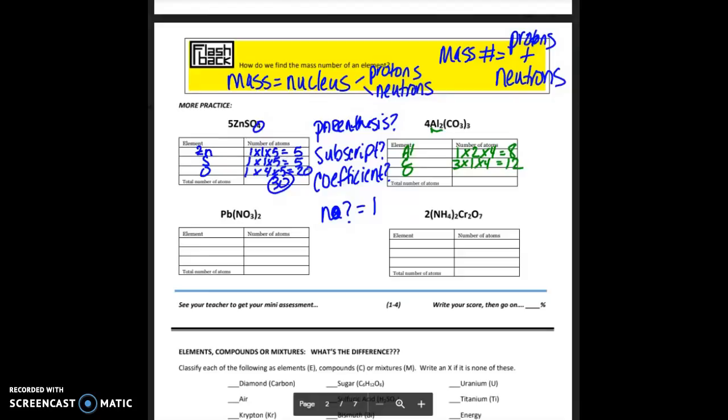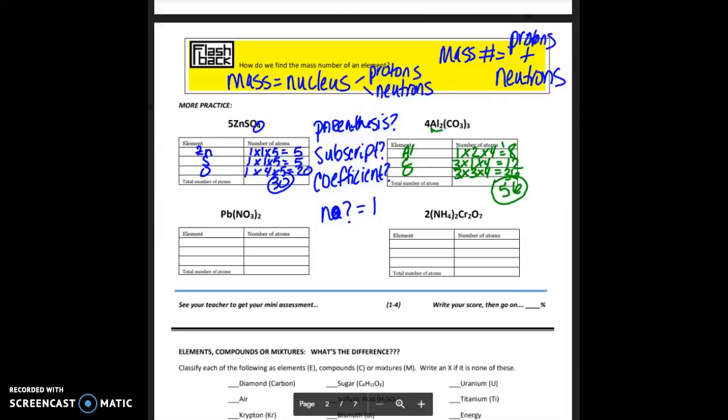And finally, oxygen, parentheses, yes. Subscript, yes. Coefficient, yes. 3 times 3 is 9. 9 times 4 is 36. So there are a total of 36 oxygens, and the total number of atoms would be 8 plus 12 is 20, plus 36 is 56 atoms in that compound.